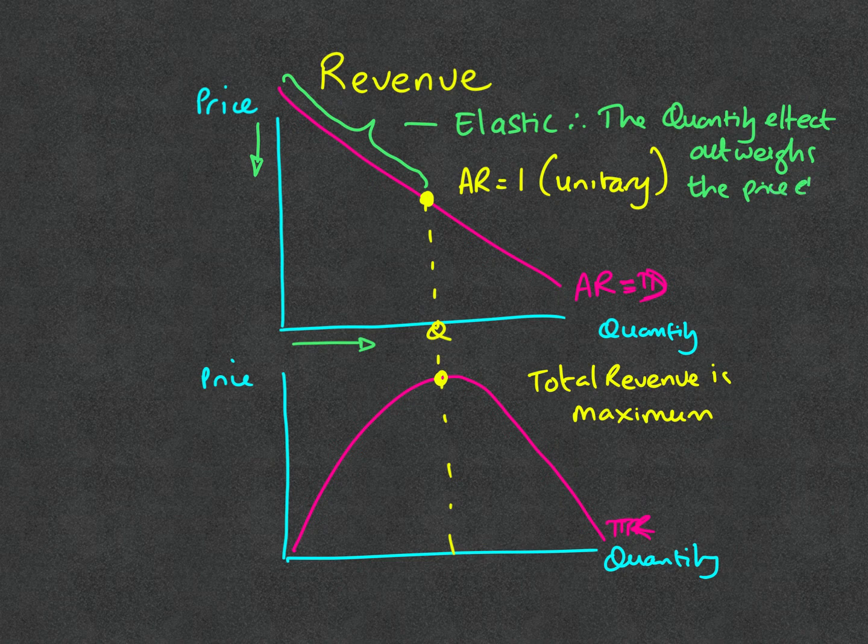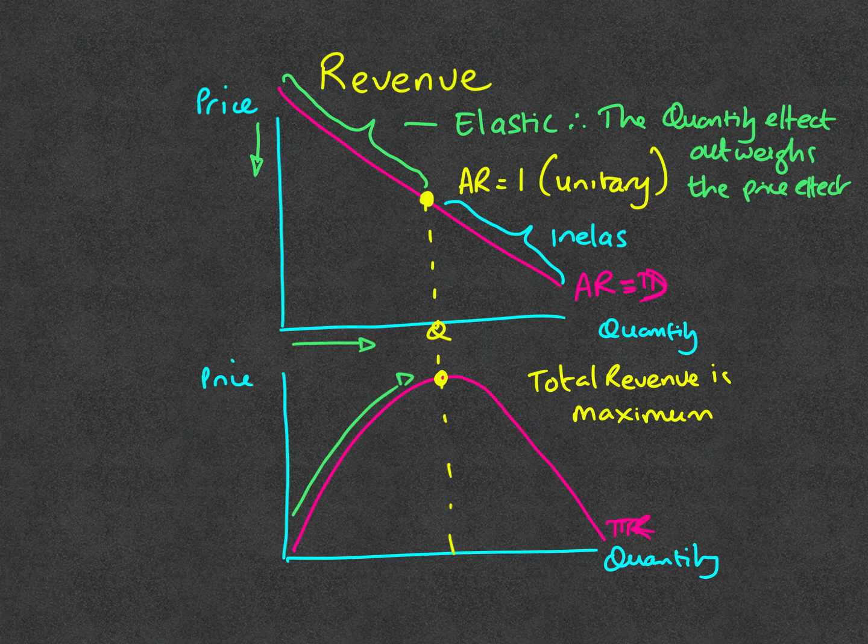This also will translate into the fact that it's generally a good idea for businesses, if they have elastic demand curves, to reduce the price. And if they do that, which is what's happening in the diagram above, you notice that the total revenue is going up all the way until the maximum where you get to unitary.